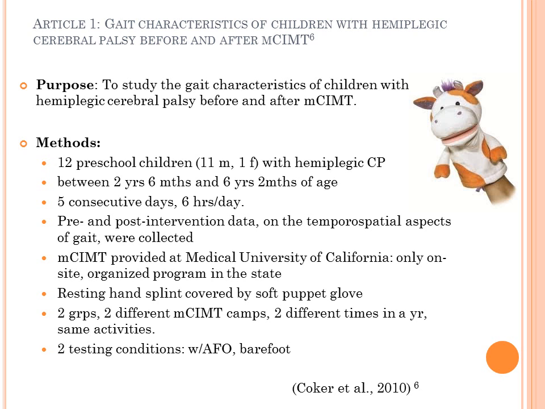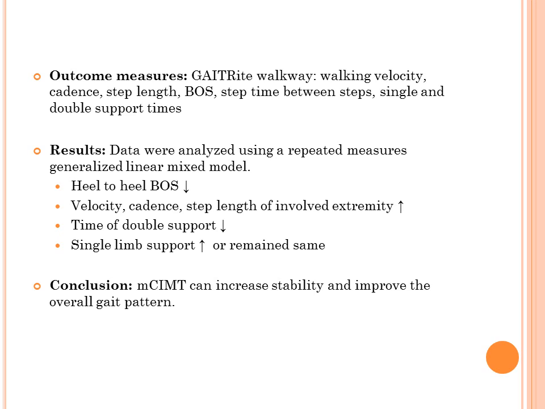There were two testing conditions, so they were tested with AFO and they also walked bare. The outcome measures were the GAITRite walkway to measure the walking velocity, cadence, step length, base of support, step time between the steps, single and double support times. The data were analyzed using repeated measures with the generalized linear mixed model.